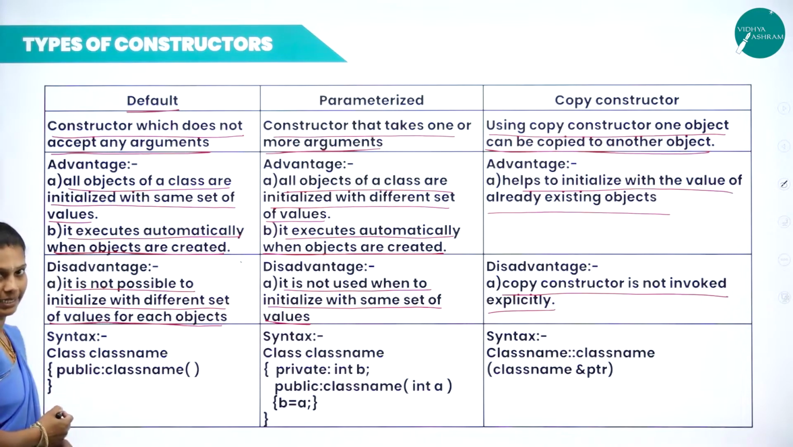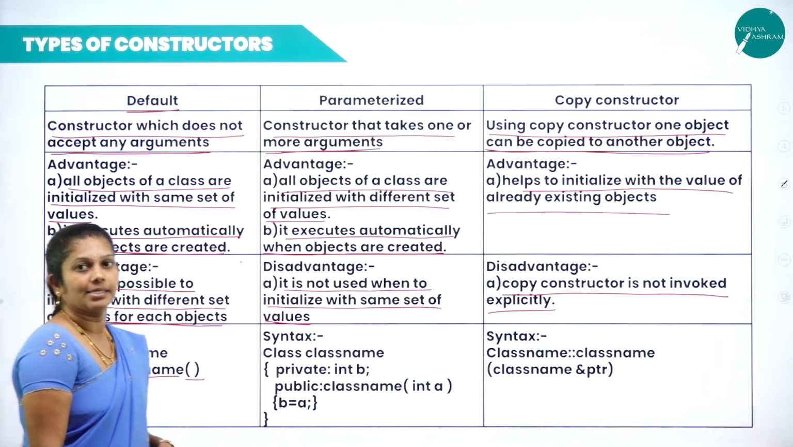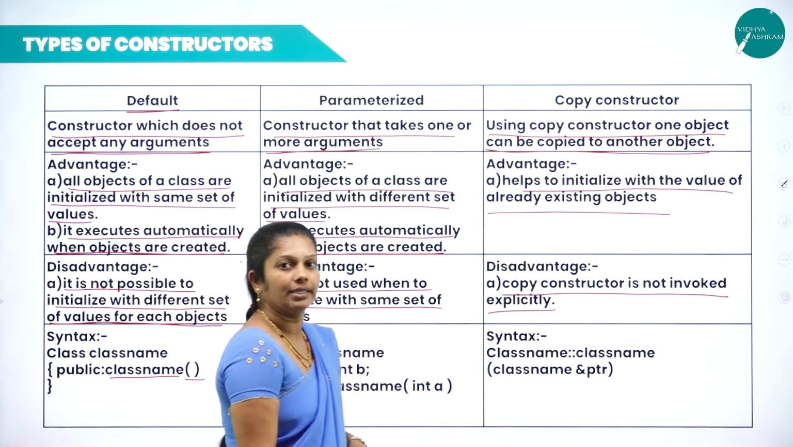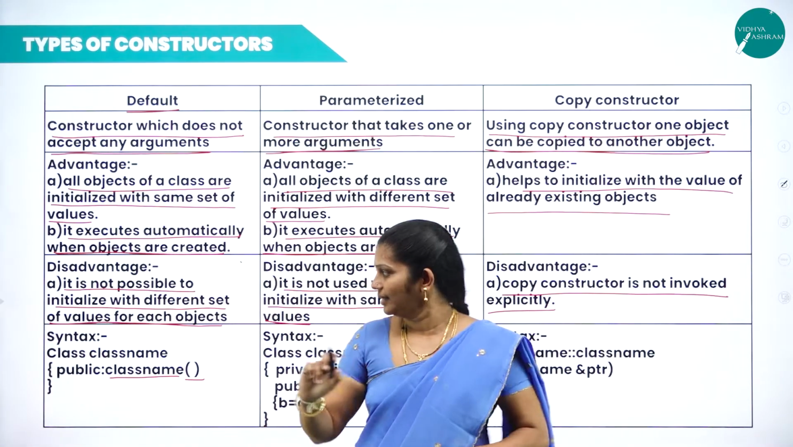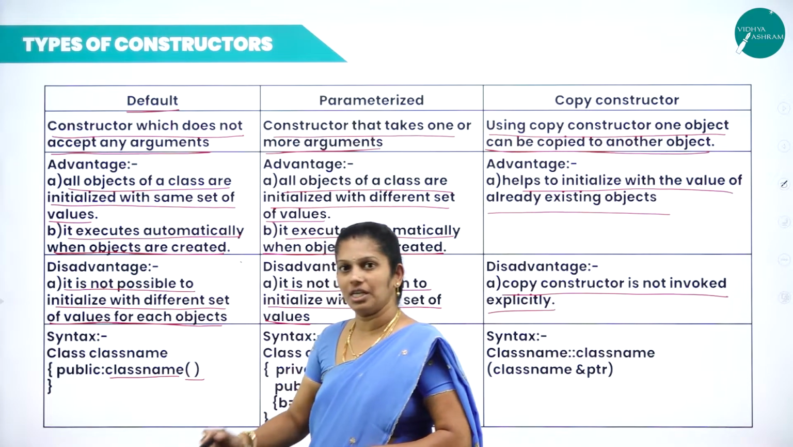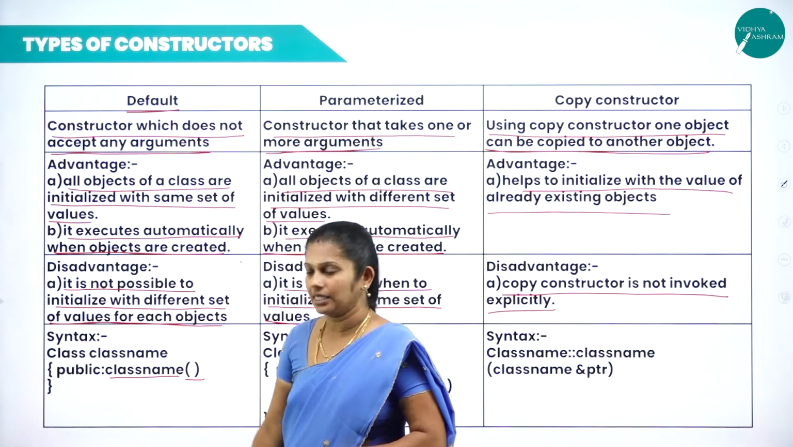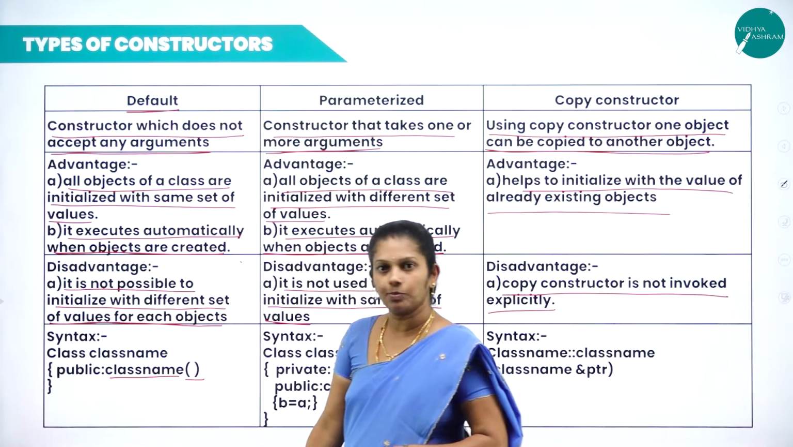Next, when they come to the syntax, here class name, then in public section once again we have class name, but if you observe here, it contains an empty parenthesis. It means that it does not contain any argument. Class name as well as function name are same. It is declared in public section. It does not have any return type specifier.